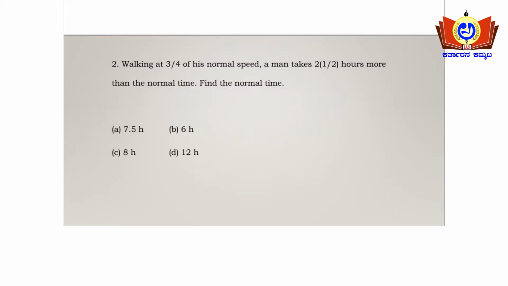Walking at 3/4 of his normal speed, a man takes 2.5 hours more than the normal time. Find the normal time. Okay, this is a simple question. Let us assume some normal speed is there, some x kilometers or 10 kilometers, something like that. So 3/4 of his normal speed means lesser than the normal speed. A man takes 2.5 hours more than the normal time. Find the normal time. I'll be solving it here.